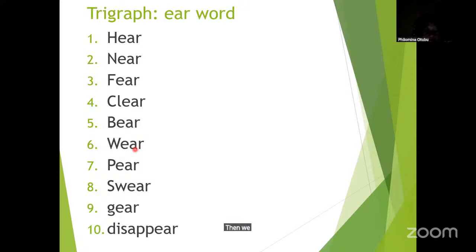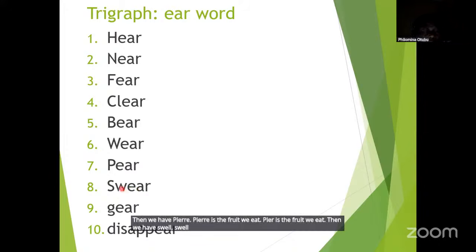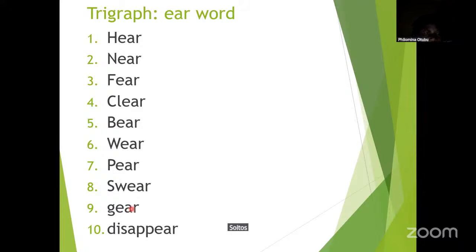Then we have wear, to wear one's clothes. Then we have pear. Pear is the fruit we eat. Then we have swear, to swear. Then we have gear. Gear is the gear in your car. So we have disappear. Disappear means for something to vanish. So we have hear, near, fear, clear, bear, wear, pear, swear, gear, disappear.